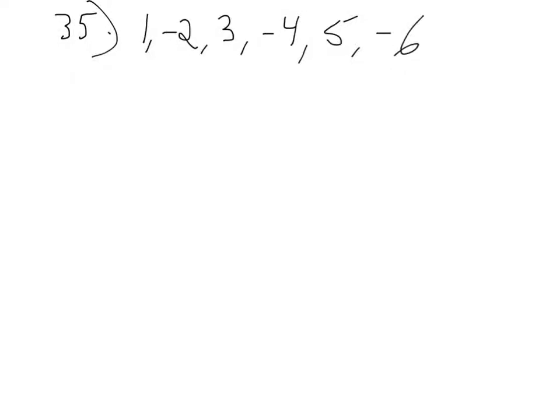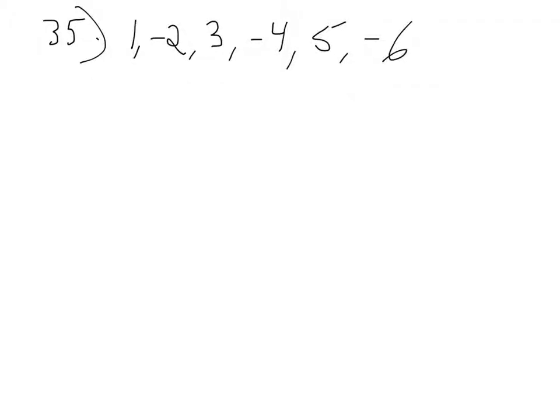All right, so looking at this question number 35 from the 12.1 sequences section. What we want to do here is identify the nth term of this particular sequence. In this one we can see it's going 1, 2, 3, 4, 5, 6. If it weren't for the change in signs, we would just say the nth term, a sub n, is just going to be equal to n.